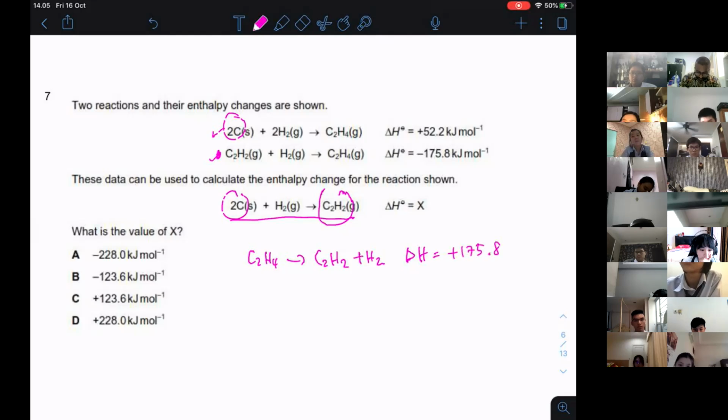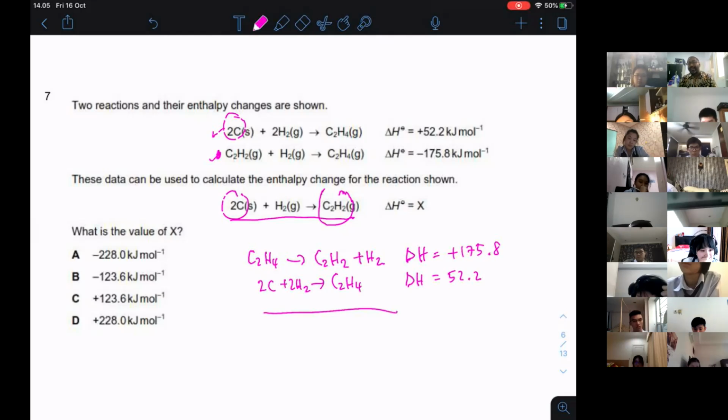And just now I leave it as it is. So 2C plus 2H2 gives C2H4, and that's going to be delta H of 52.2. So when I add these two equations, you will definitely get that. You have to trust me on this. No need to worry or have any doubts.